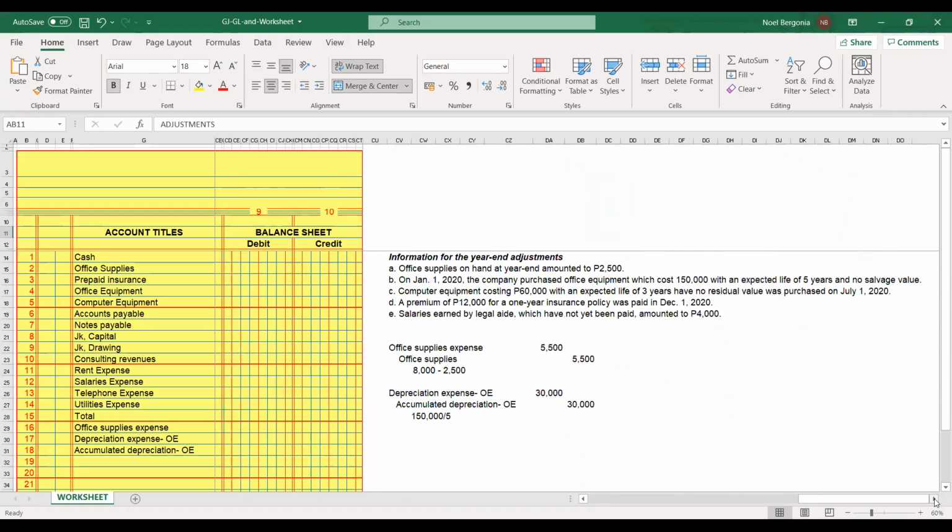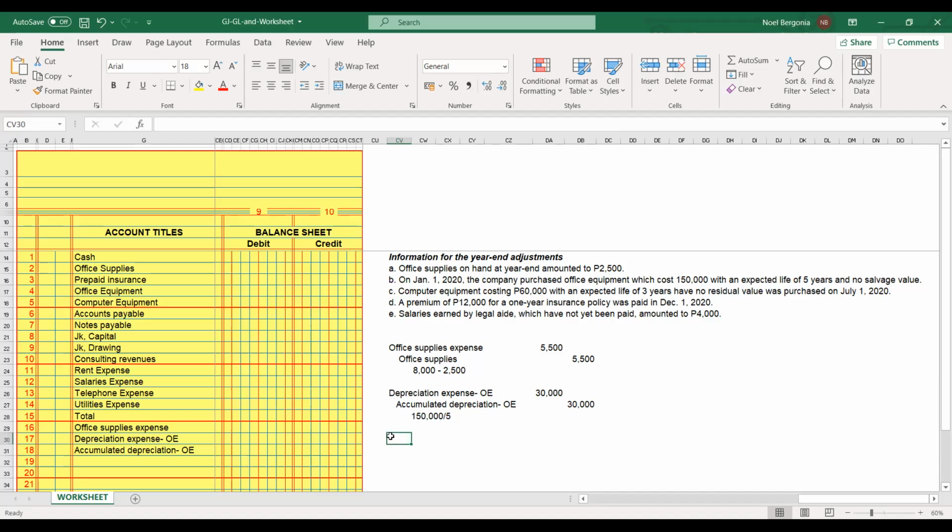Okay, so sa letter C natin, class, computer equipment naman, costing 60,000. So yun yung asset cost niya. With an expected life of 3 years, have no residual value was purchased on July 1. So ito, depreciation pa rin siya since this is actually a computer equipment, a property, plant, and equipment. But kaiba siya with letter B kasi it was just purchased on July 1. So as you all know, from July 1 up to December 31, that is only good for 6 months.